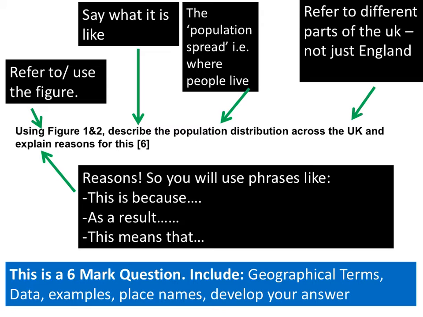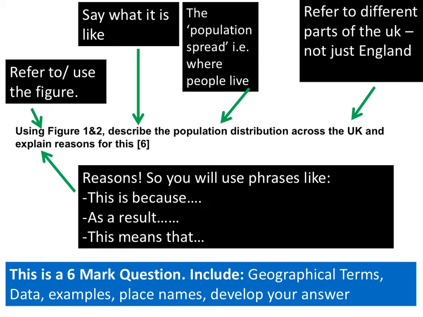Here we've got the question, and as ever, it's really good to annotate the question to see what the question is actually asking. So using figure 1 and 2, describe the population distribution across the UK and explain the reasons for this. So figure 1 and 2, you've got to refer to those figures, and of course use data, use place names where you can.